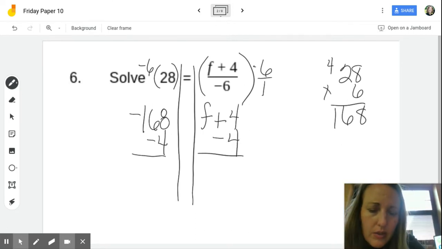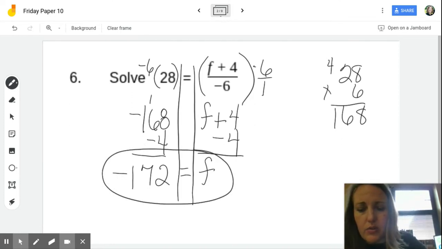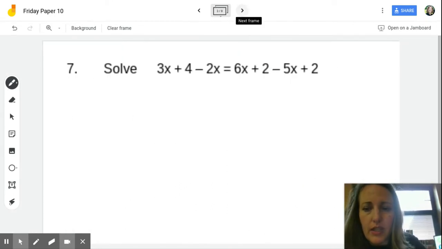Again, we're trying to create additive inverse. Plus 4, minus 4, those are additive inverses. If I added them, we'd get a 0. So that leaves f all by itself. 168 minus 4, we need to add those together. It's more negative, right? 8, 9, 10, 11, 12, 7, 1. And it is negative. So my answer is f equals negative 172. Right. Let's go to the next one.